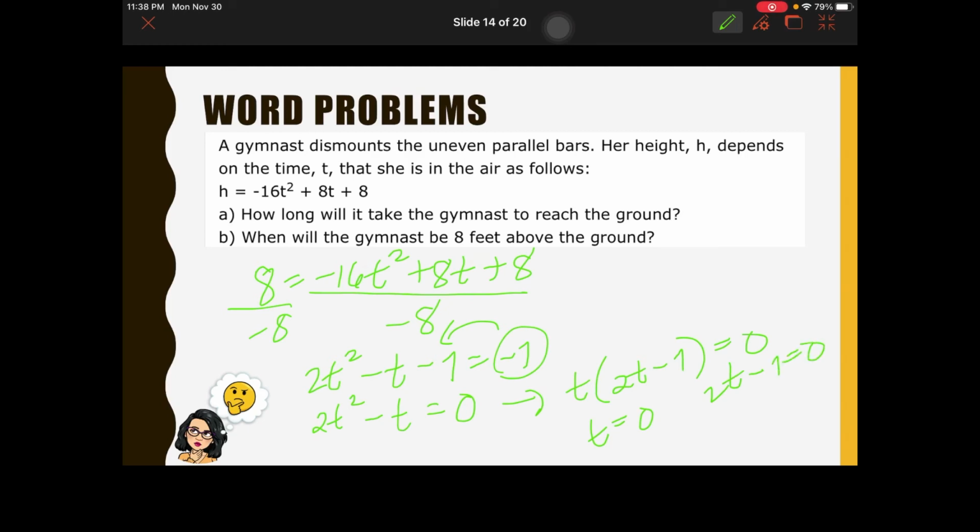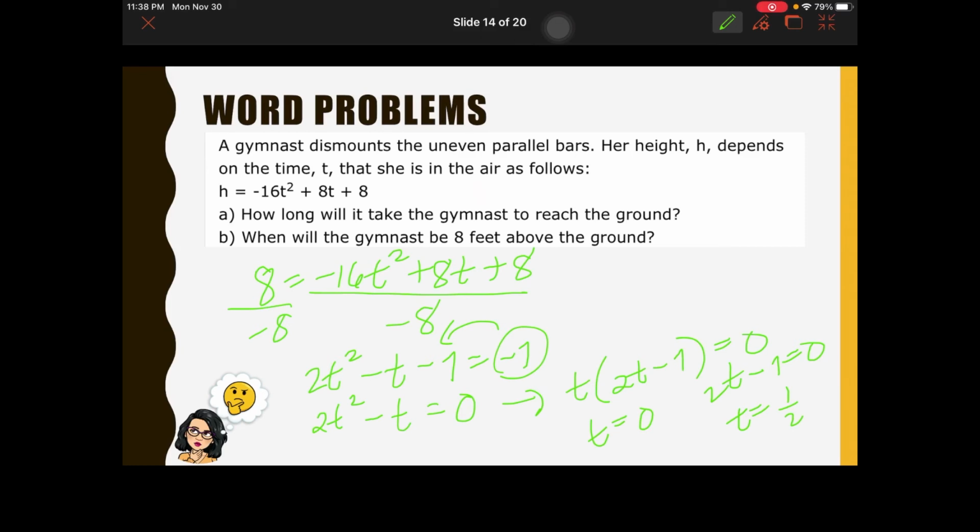So, may dalawang times daw tayong makukuha. Kapag kinuha natin yan, t is equal to 0 at saka we will have the other time is at half a second. Okay? Or kung ano man yung value ng t kasi hindi naman sinabi kung ano yung value ng ating t. So, yan na po ang ating answers. So, sana naging malinaw ang second word problem natin sa inyo.